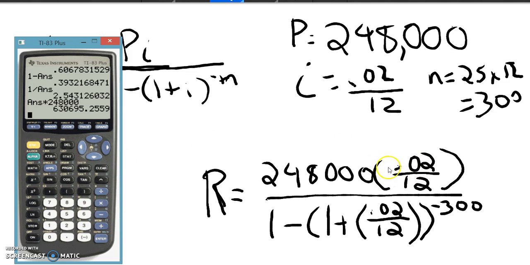Now I'm going to multiply it by these numbers right here. So times, in parentheses, 0.02 divided by 12. And that gives me 1051.1586. I would round up to 1051.16, or 16 cents. And that is the final answer, the same one they got in the book.